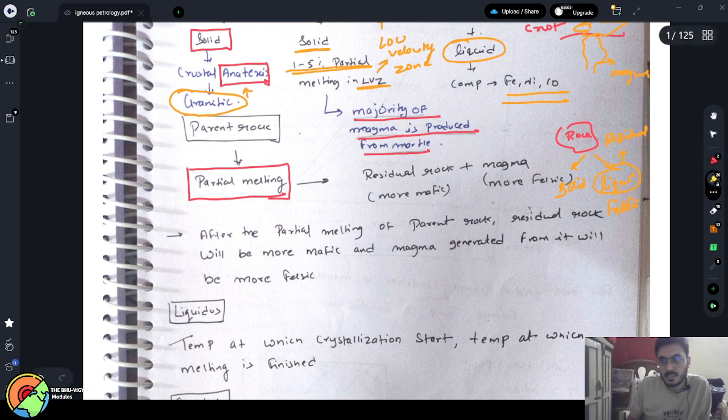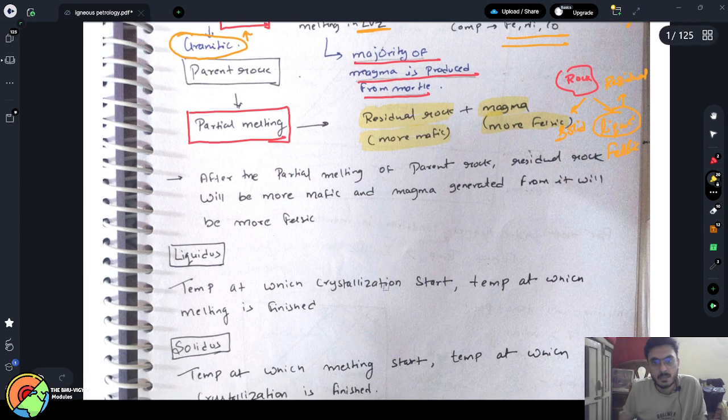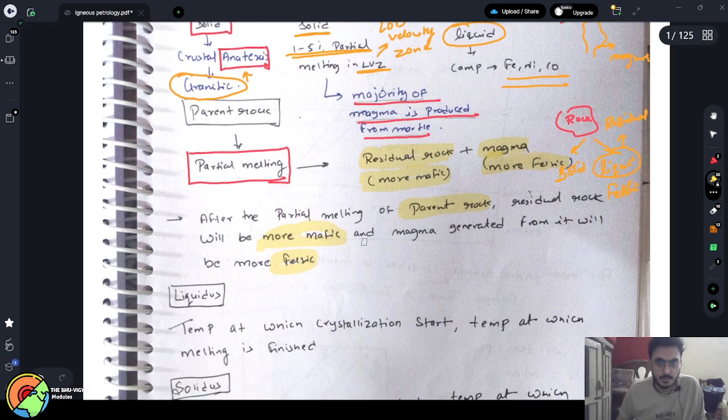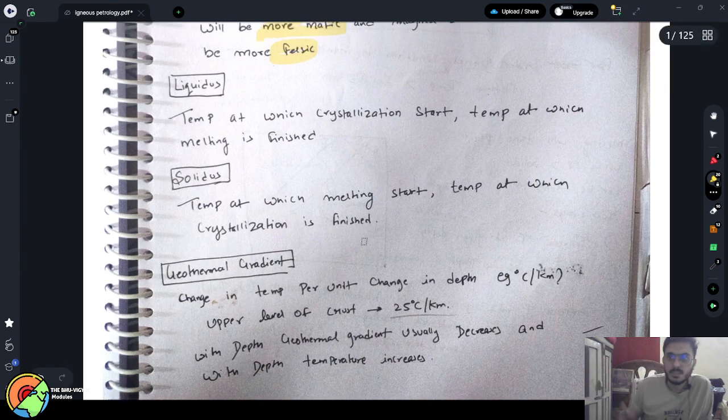As partial melting happens, we get a residual rock and we get a magma. The magma which is produced will be more felsic, as I have just explained, and the residual rock which is left will be more mafic. After partial melting of the parent rock, the residual rock will be more mafic and the magma generated will be more felsic. This is the entire concept of how magma is generated. Now another term comes, which is known as liquidus. So what is liquidus? The temperature at which crystallization starts.